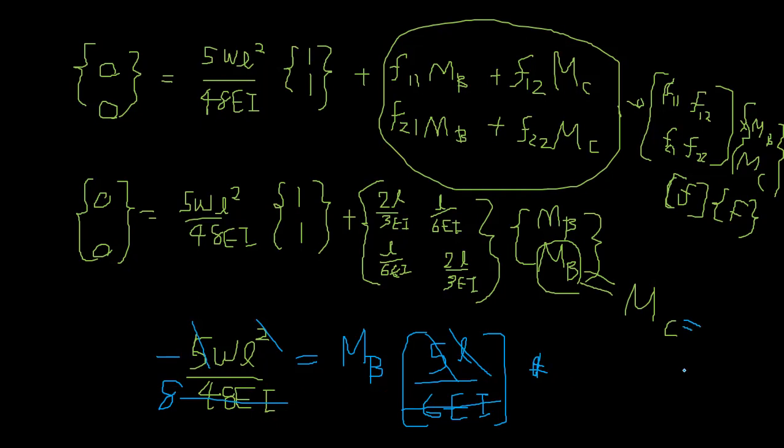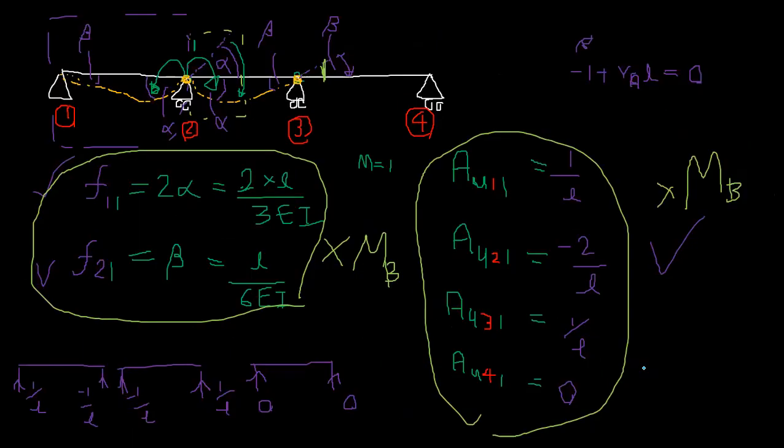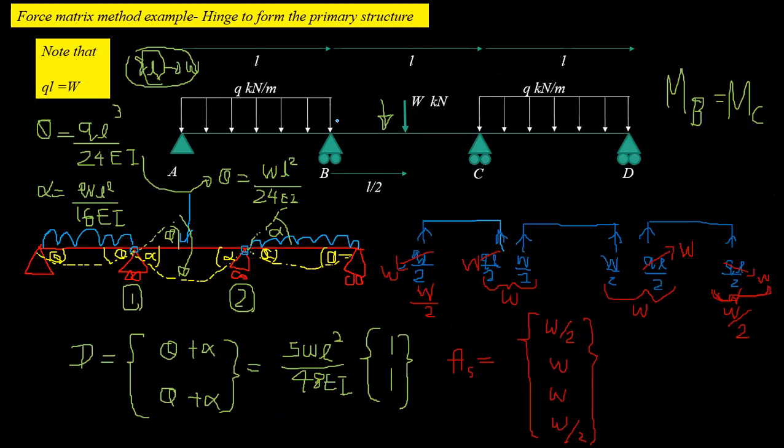Minus WL over 8. If you write it using Q, Q is W, QL is W, so that's going to be QL squared over 8 negative. So that negative sign indicates actually the bending moment is not clockwise, but it's anti-clockwise right here, right?